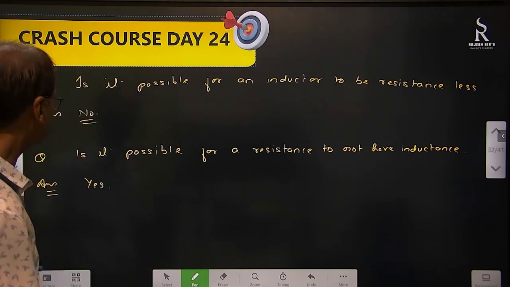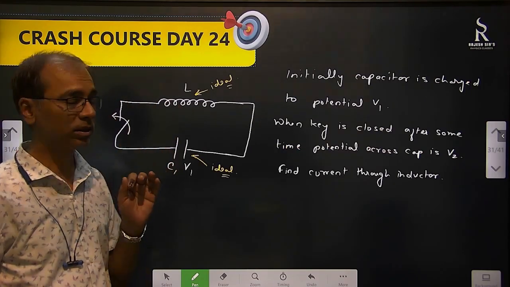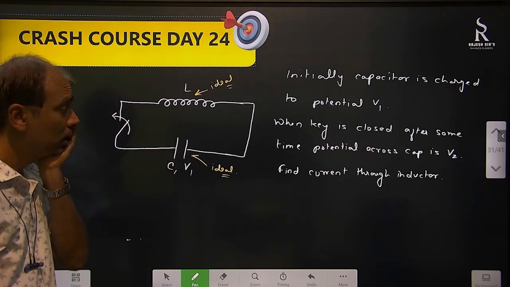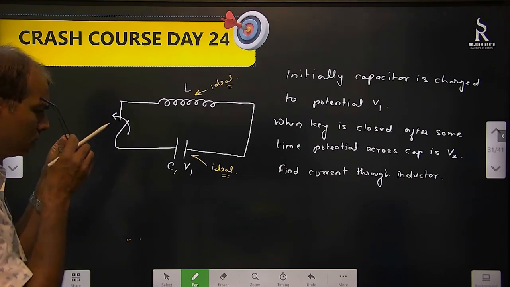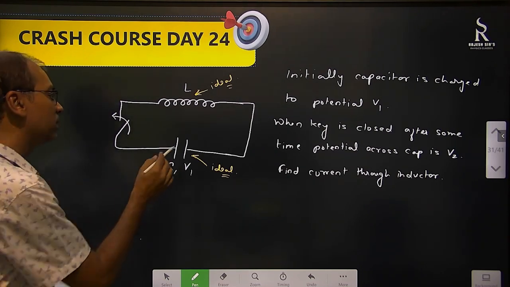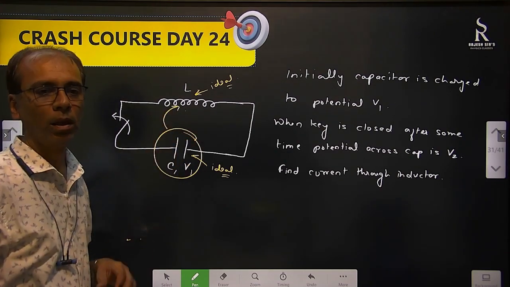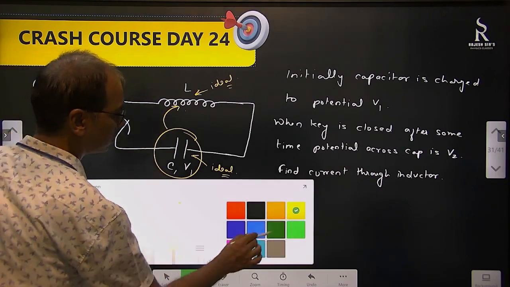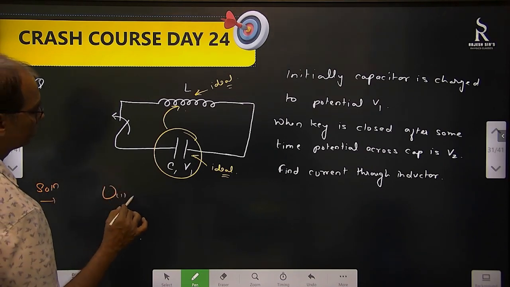Okay, let's go back. So here this is ideal and doesn't have resistance. So if it doesn't have resistance, it means energy is not dissipating. Energy is not dissipating means energy is conserved. So whatever energy is lost by this capacitor, that energy is going into the inductor. What is the initial energy? Half C V1 square.